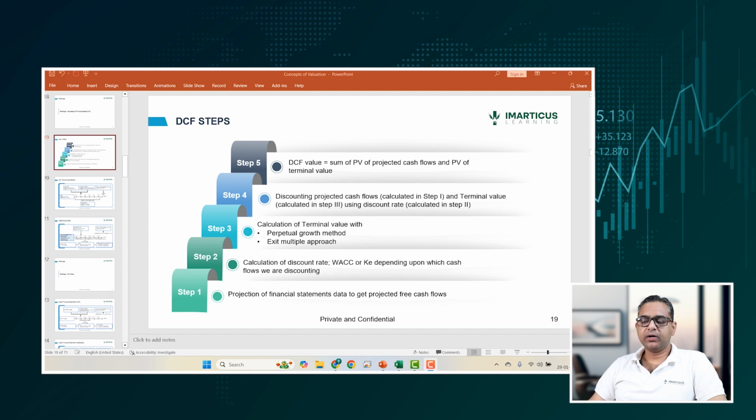Step 3 is calculation of terminal value with perpetual growth method or exit multiple approach. So when we are doing the projections, we cannot do the projections till infinity. So what we do is we assume that the company will grow at a particular rate for the next few years, and eventually it would stabilize. It would start growing at the growth rate of the economy or slightly lower than the economic growth rate, because we cannot expect a company to keep on growing at a very high rate. So if the company is already in the maturity stage or has reached saturation in terms of its products or services, that company can only grow at economic growth rate or slightly lower than that.